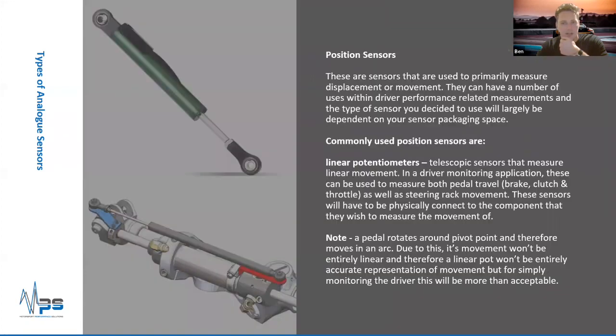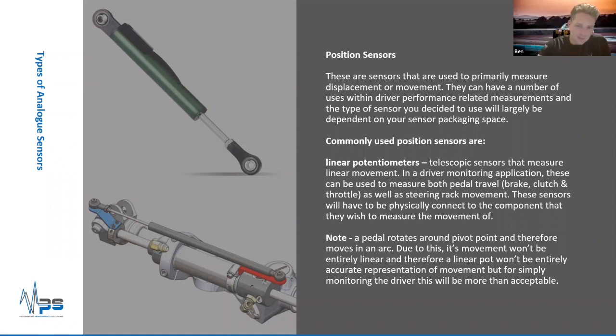The next type of analog sensor is a position sensor. We actually looked at one of these in the calibration curve I showed you a few pages back. They're basically just a telescopic measurement device, a bit like an electronic ruler, and they just track linear changes in position.